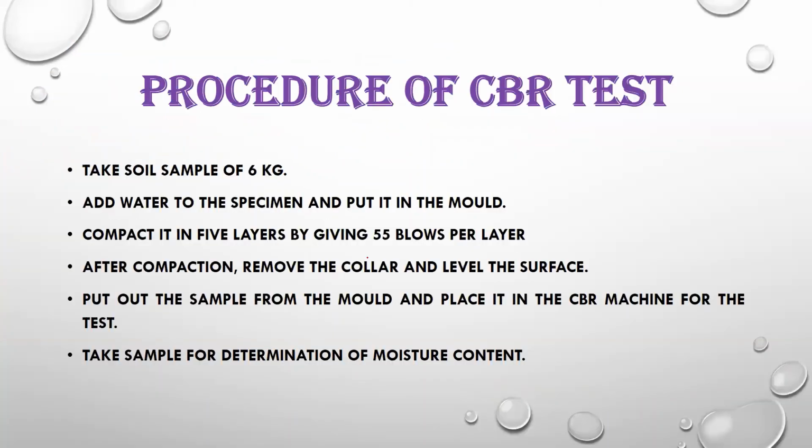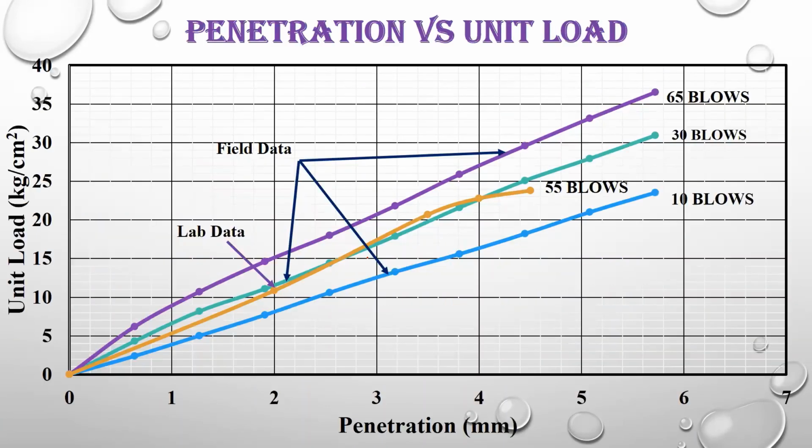The procedure of a CBR test is: take a soil sample of 6 kg, add water to the specimen and put it in the mold. Compact in 5 layers by giving 55 blows per layer. After compaction, remove the collar and level the surface. Take the sample out of the mold and place it in the CBR machine for the test. Take a sample for determination of moisture content.